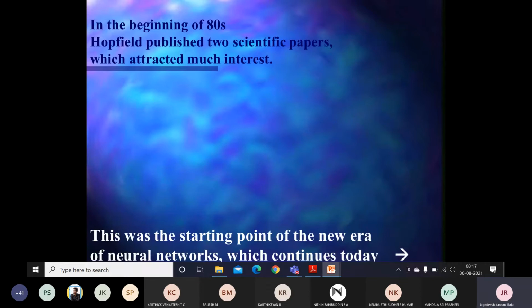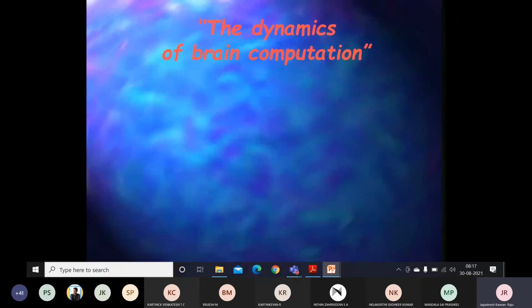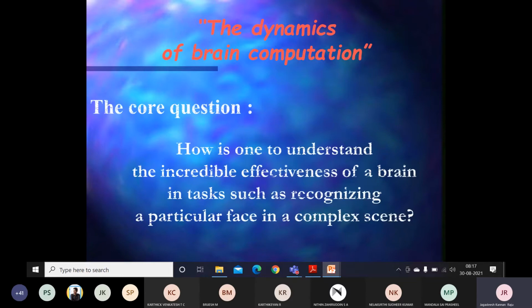These two papers were considered the starting point of a new era of neural networks, in which we use these Hopfield networks to solve certain computational problems. This Hopfield network takes its inspiration, or obtains its working principle, from the dynamics of brain computation.